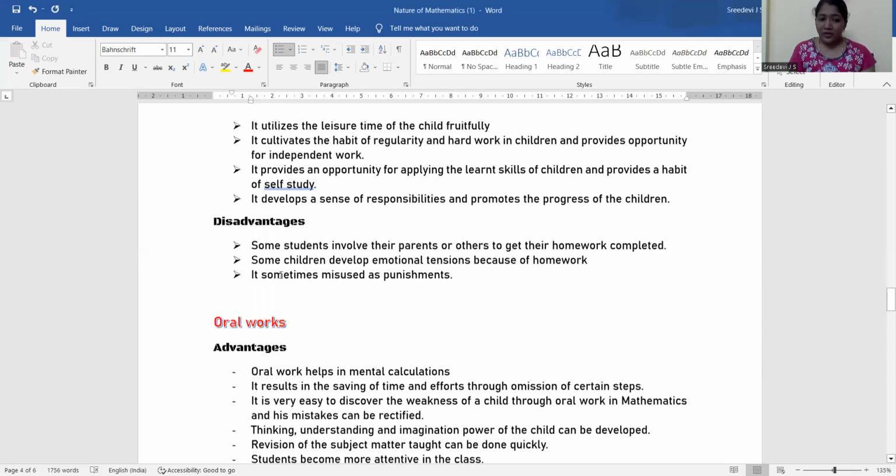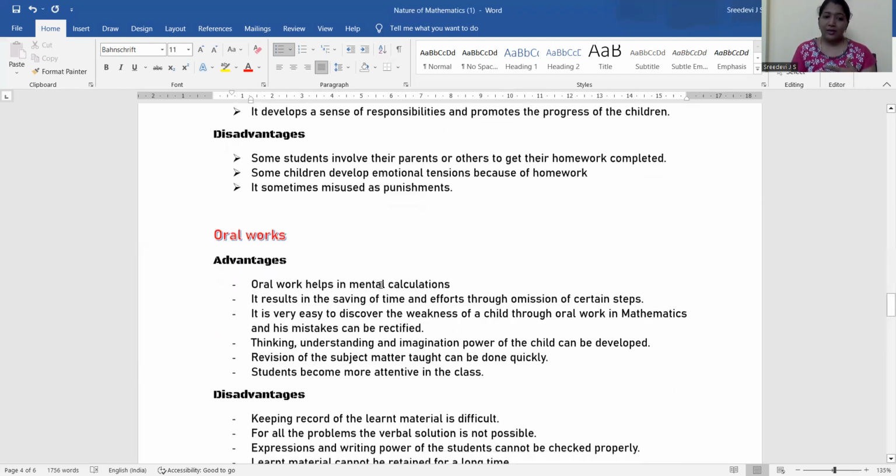And what are the disadvantages? Some students involve their parents, right? So this, we are also aware of that. If we are giving homework, their parents are helping more, or tuitions or someone else will be helping them. So directly the skill of the student is not revealing at certain times, not all times, right? So some students involve their parents or others to get their homework completed. Some children develop emotional tension because of homework, sometimes misused as punishment. Sometimes homework is misused as punishment, right?